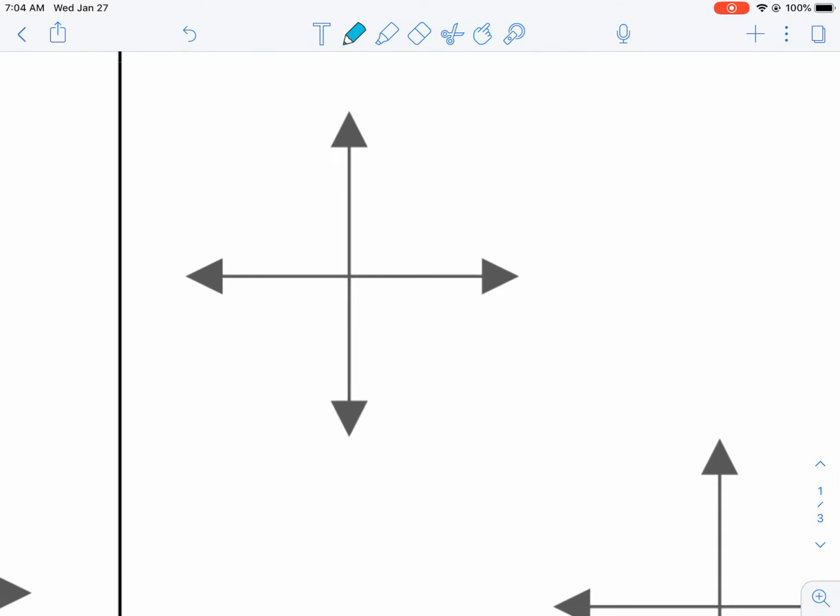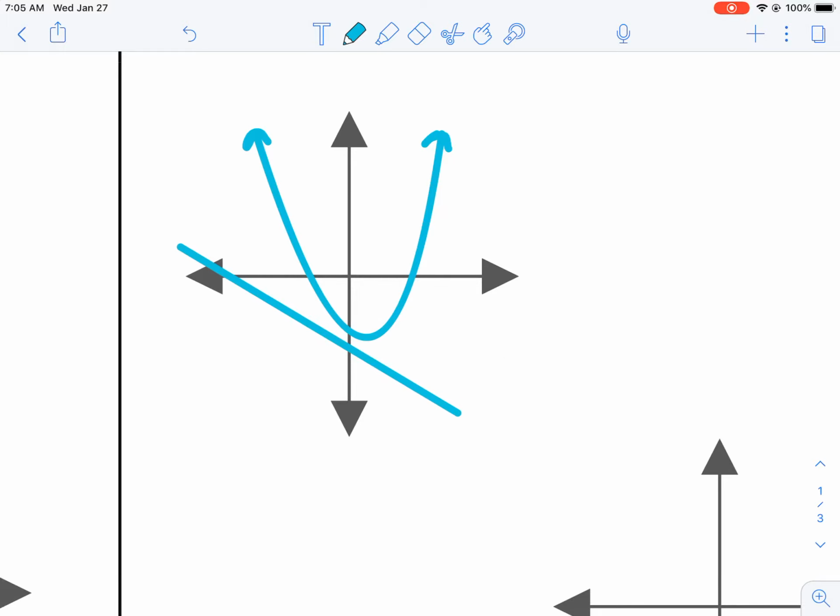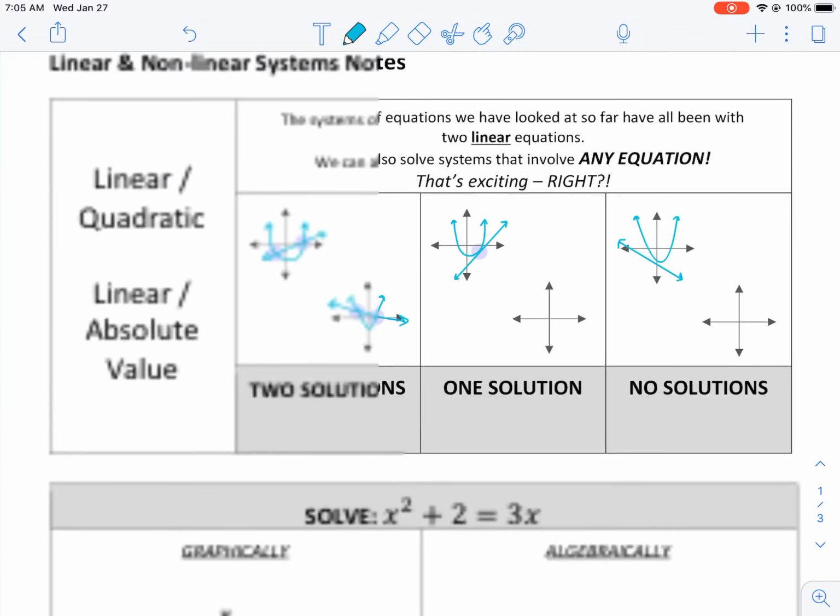And then you've also got your no solutions. Now this is easier to have than it was before. Before you had to have two parallel lines. Here, you simply need to have a line that goes underneath the U, right? And that would be no solutions. And all the V's work the same way.